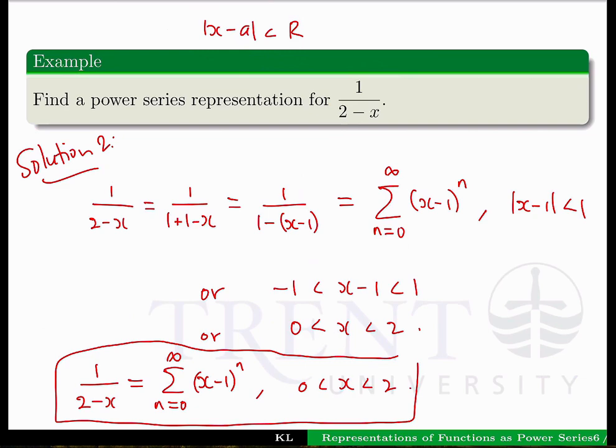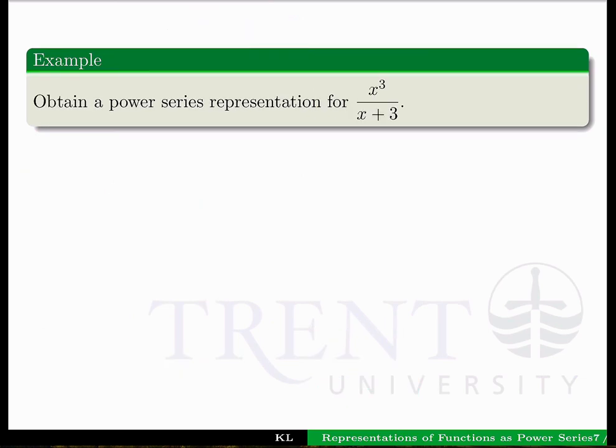How are you going to do that? Now for this one, we got the power series representation for x cubed over x plus 3. So in here, we already have that x cubed, and then we have this 1 over x plus 3.